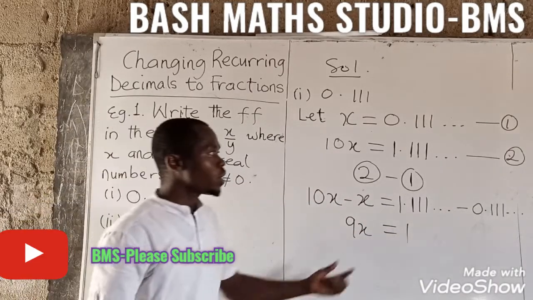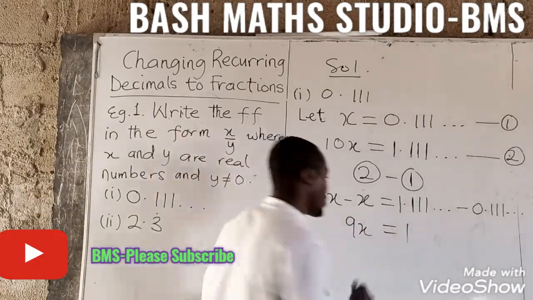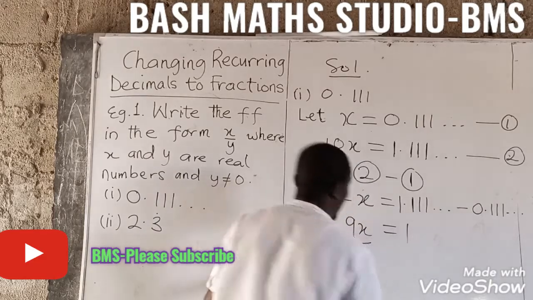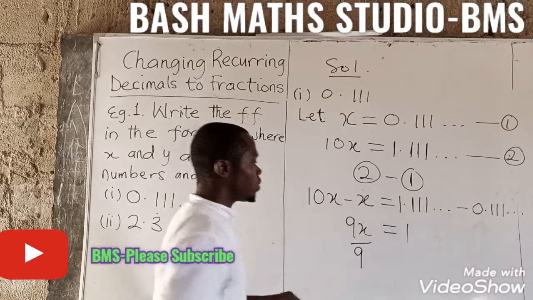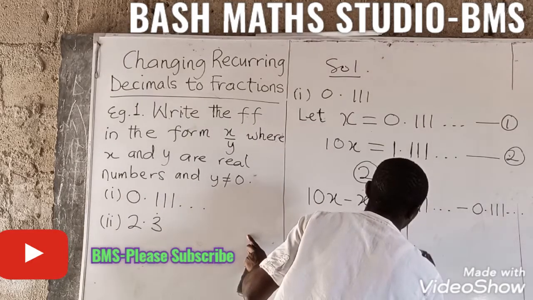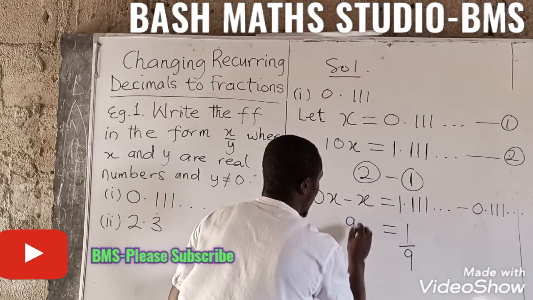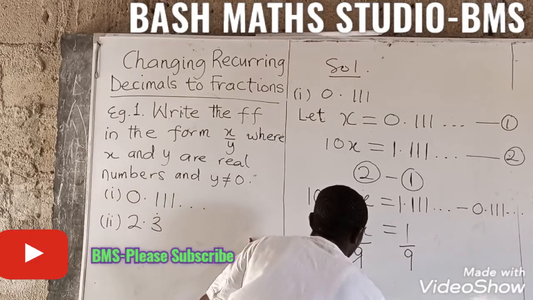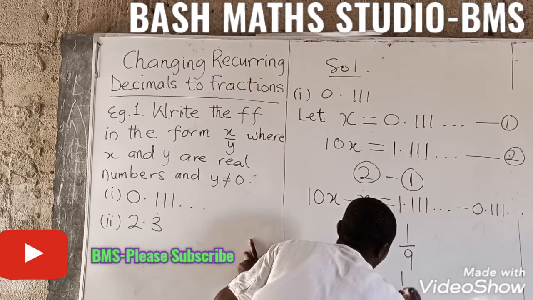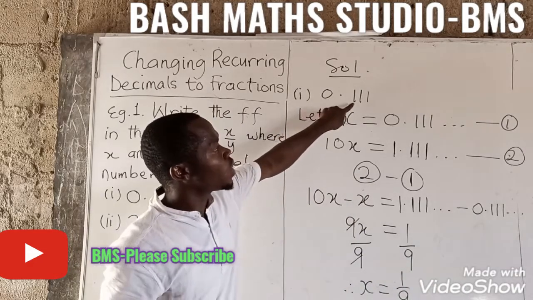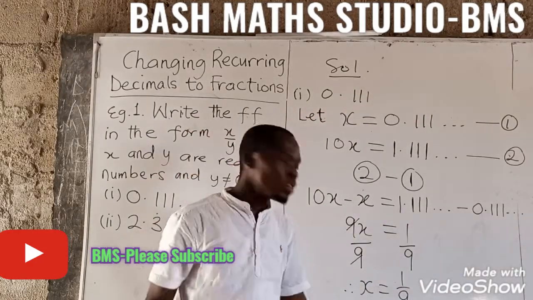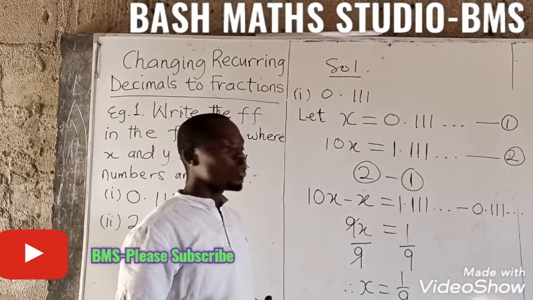Beautiful. We are looking for the value of x. So we divide both sides of the equation by 9, so that we remove what is attached to the variable x. We divide here by 9. So 9 cancels out 9, and therefore x will give you 1 over 9. Good. So if you change 0.111111 repeating, you are going to get 1 over 9.